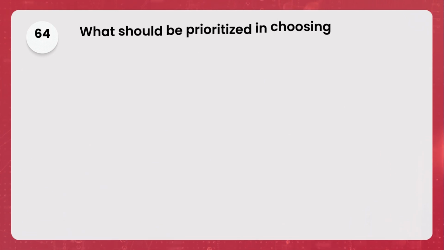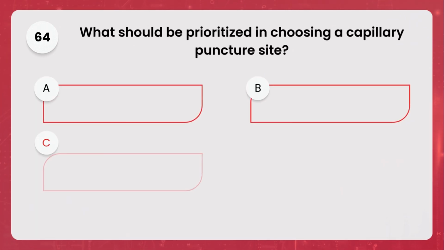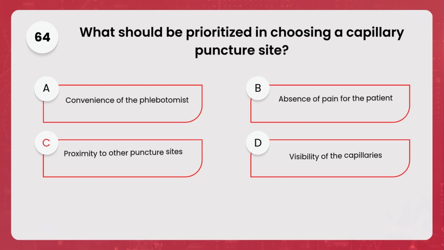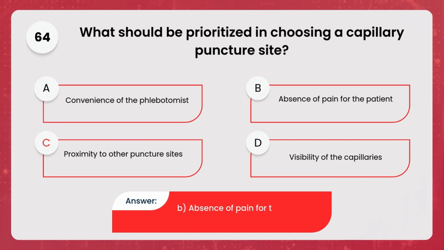Number 64. What should be prioritized in choosing a capillary puncture site? A. Convenience of the phlebotomist. B. Absence of pain for the patient. C. Proximity to other puncture sites. Or D. Visibility of the arteries. The answer is B. Absence of pain for the patient.